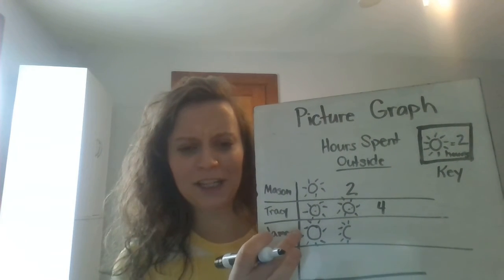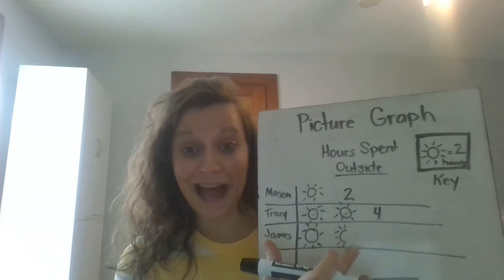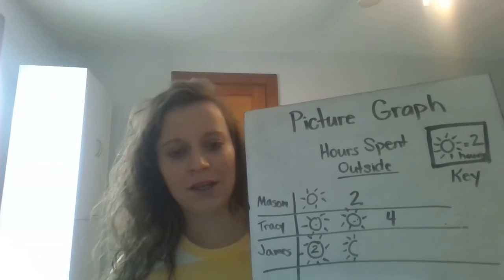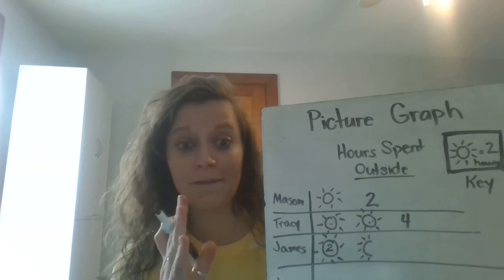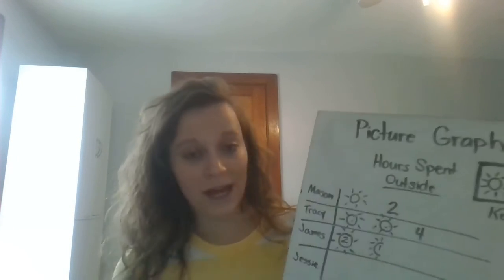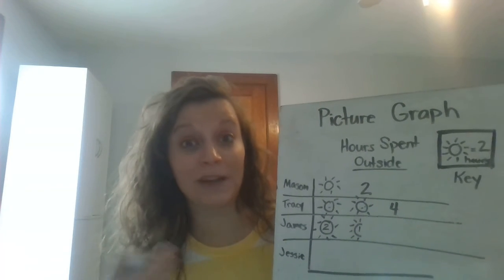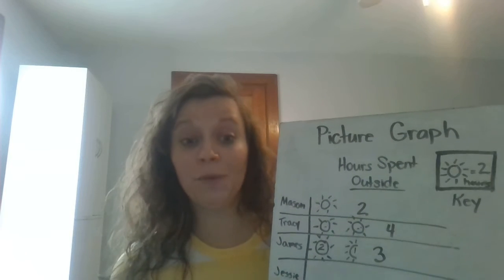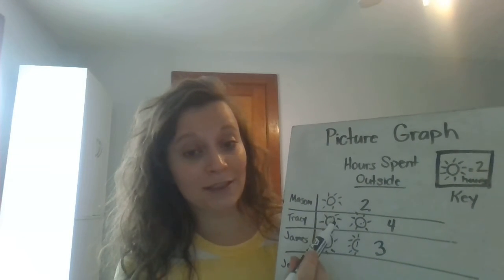But now let's look at James. He has a sun and a half. Well, if 1 sun is 2 hours, if we chop that in half, how many hours is half a sun? 1 hour. So how many hours was James outside total? 3 hours. So more than Mason, but less than Tracy.